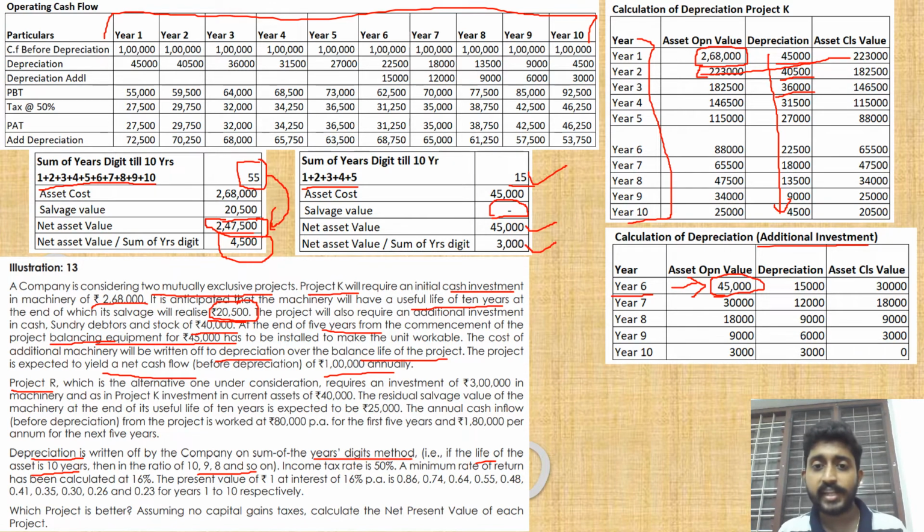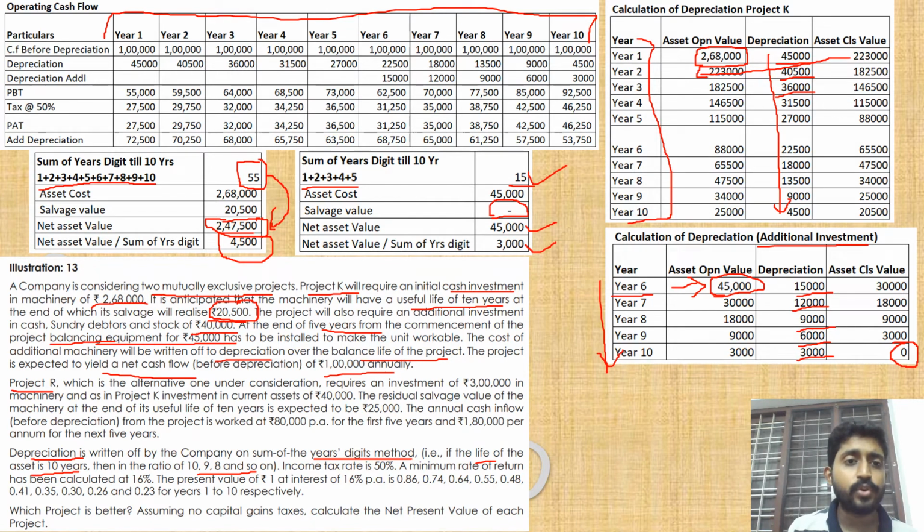So 3,000 multiplied by 5 will give you 15,000. 3,000 multiplied by 4 is 12,000. 3,000 multiplied by 3 is 9,000. 3,000 multiplied by 2 is 6,000. 3,000 multiplied by 1 is 3,000, which shows that your calculations are correct. There is no salvage value, so the book value of the asset itself becomes 0 at the end of year 10. It is installed only at year 6 and then it goes to year 10. So we have calculated the depreciation also for the additional equipment.